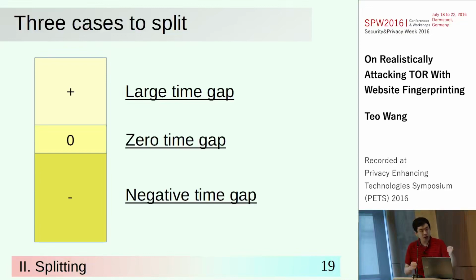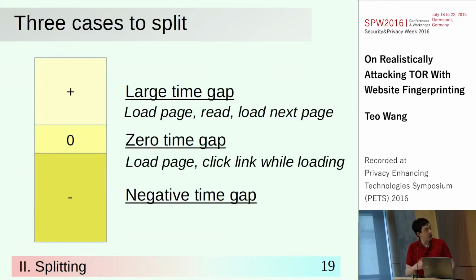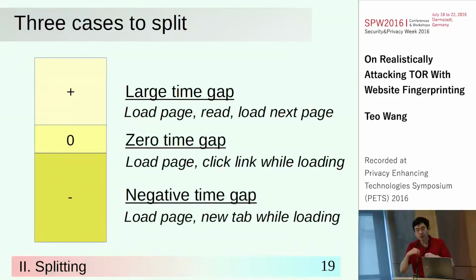There's the large time gap problem, the zero time gap problem, and the negative time gap problem. This describes the time gap between the two packet sequences that we would like to split. If there's a large time gap, it's easier, and if there's a zero gap, it gets harder down the track. Those all correspond to realistic activities. For a large time gap, you load the page, you read it, you have some think time, and you load the next page. For a zero time gap, you load it and you click while it's still loading. For a negative time gap, you load the page, but then you open a new tab while you're already loading. So that makes it very difficult to do this.